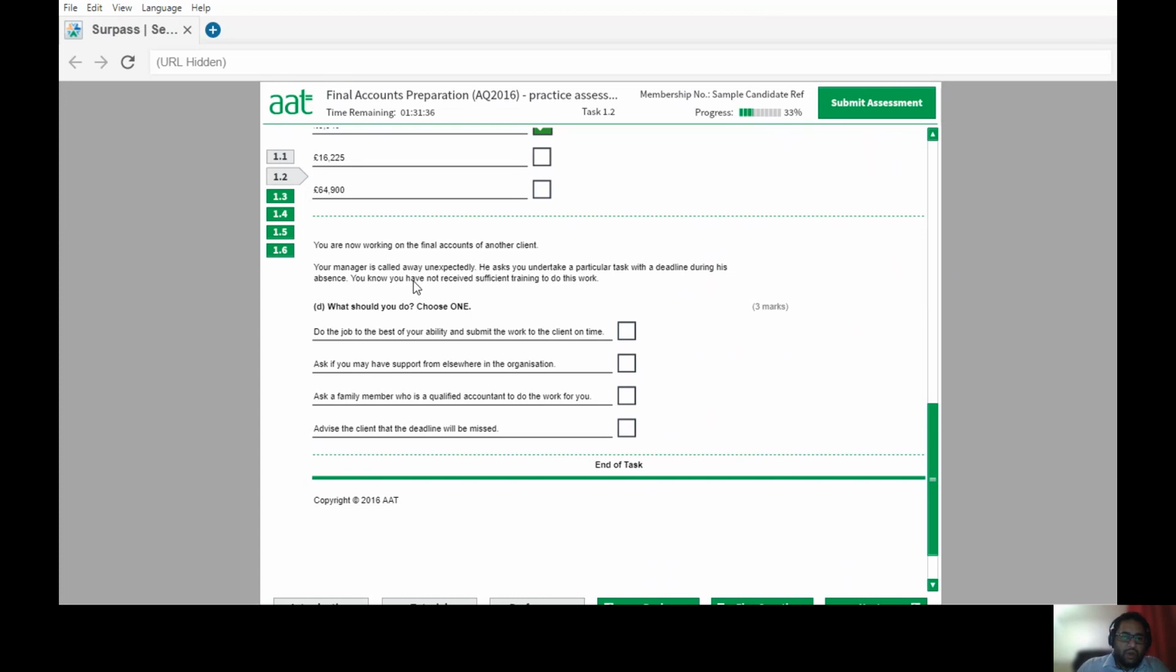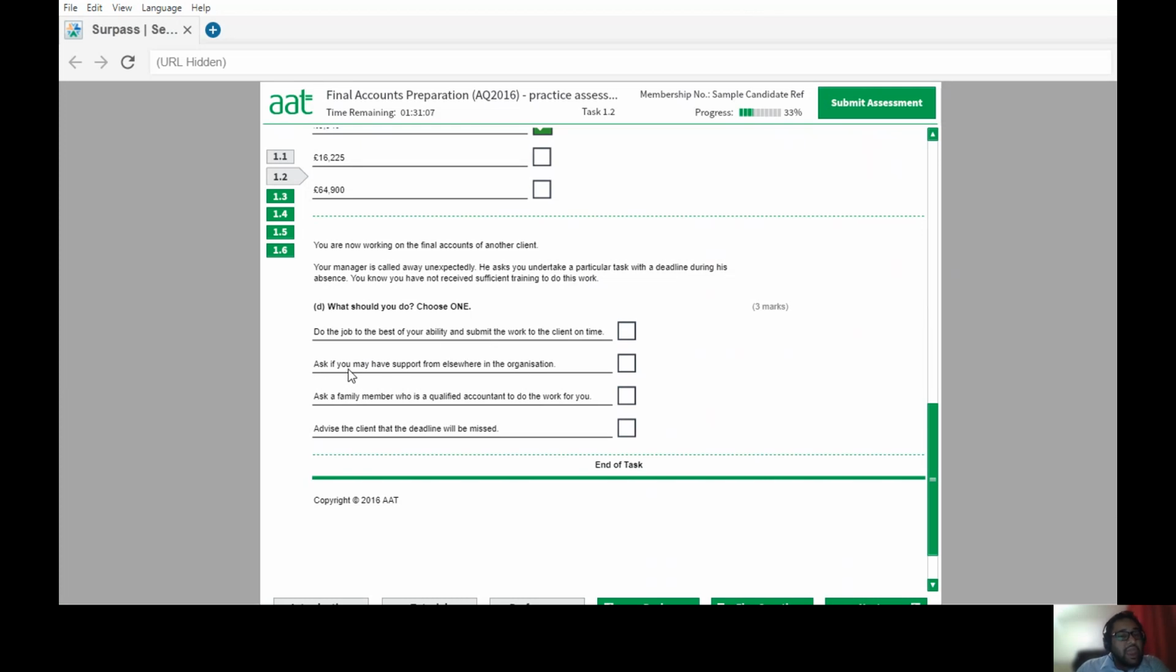The manager is called away unexpectedly. They ask you to undertake a particular task. If the deadline is during his absence, you know you have not received sufficient training to do so. So what do you need to do? You have to think about what is the best course of action. Do the best to your ability, submit the work to the client on time. So you are risking making mistakes and obviously making more of a problem for yourself later on.